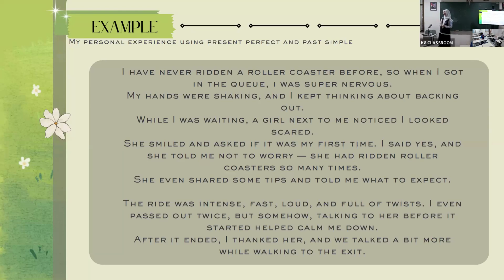Now, where are the present perfect and past simple? There are a few of present perfect. This is: I have never ridden a roller coaster before. That is the present perfect sentence. And while I was waiting, it's past simple. Yes, there's a lot of past simple in this text, like she shared some tips, the ride was intense, and others.